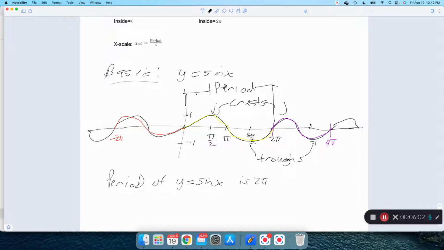This right here is our midline. In this case, the x-axis comes right through the middle. This distance from the midline to the top, not the whole distance top to bottom, this distance right here from the middle to the top we call the amplitude.